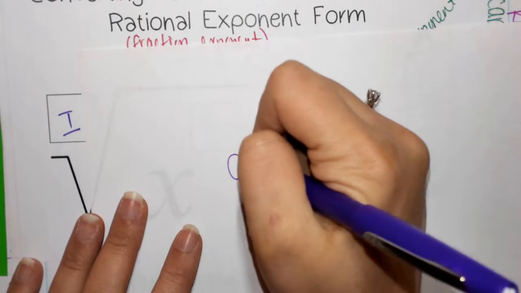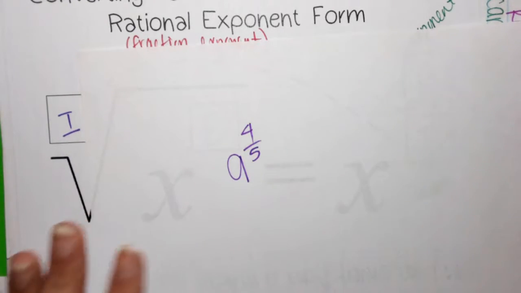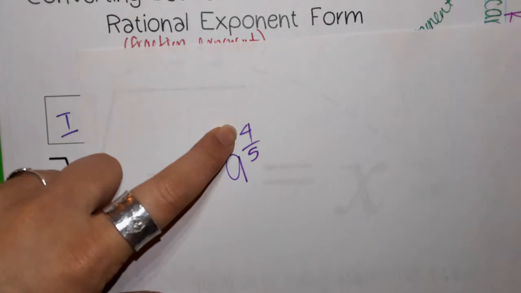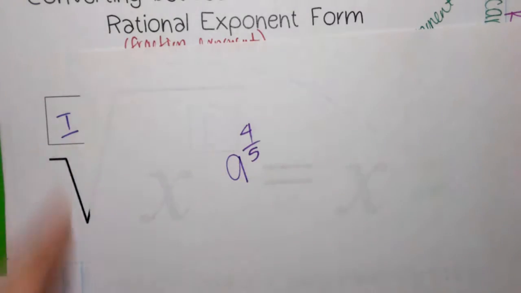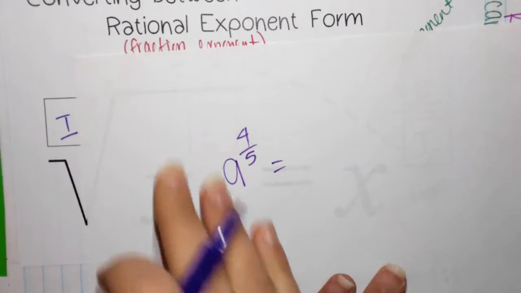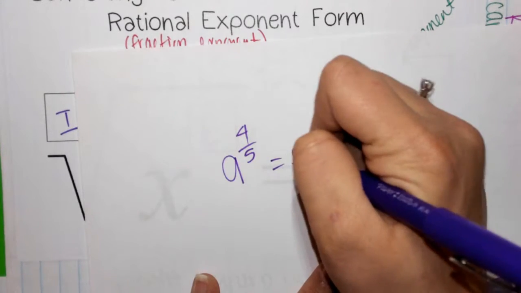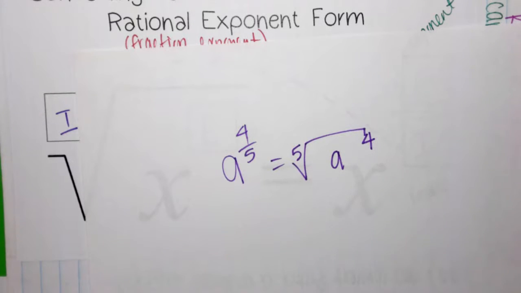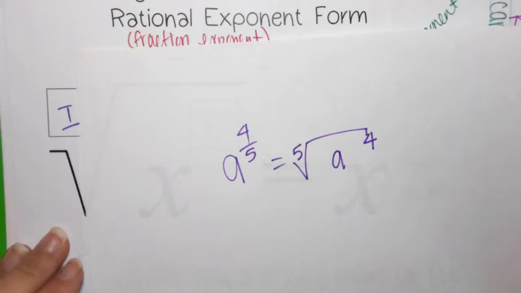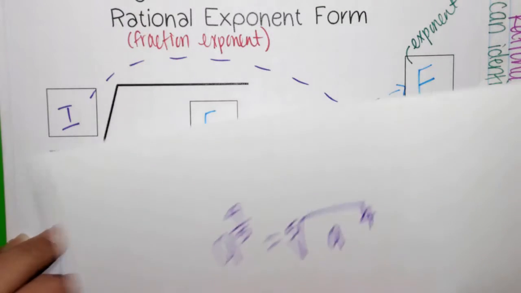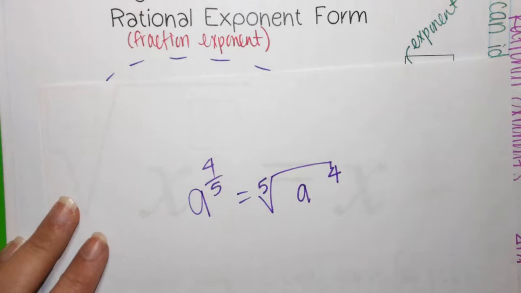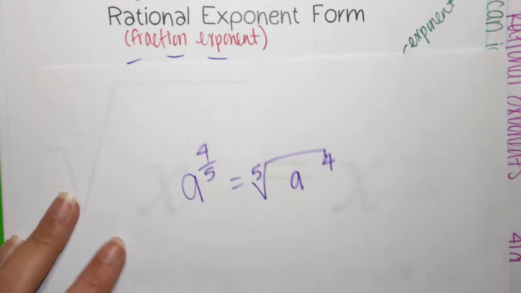So what if I said a to the 4/5? Is the 4 my exponent or my index? What's 5? So if I say convert from rational to radical, this is in rational form. And we're going to convert it to a radical. Boom, you're done. It's magic. I can convert from a rational exponent. Yes, ma'am. So is there more to it? We're going to cover that tomorrow.